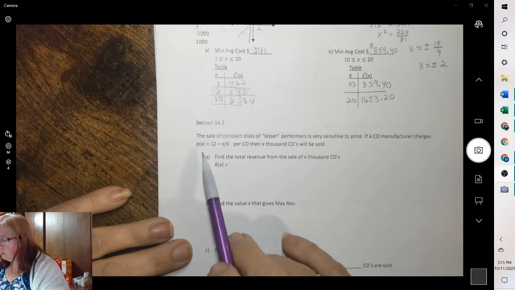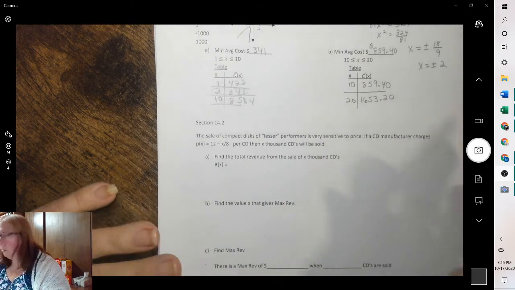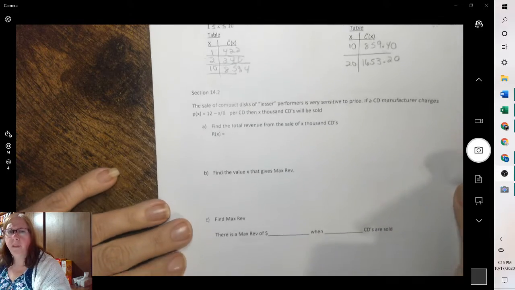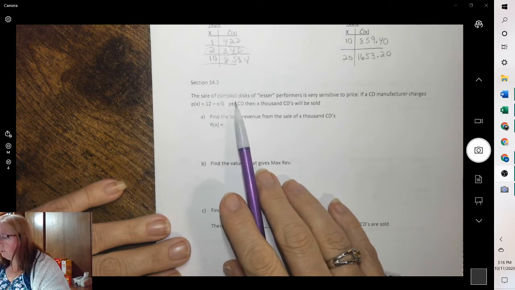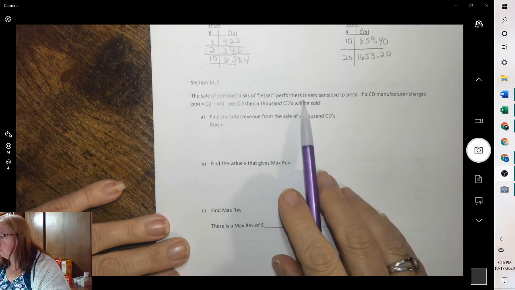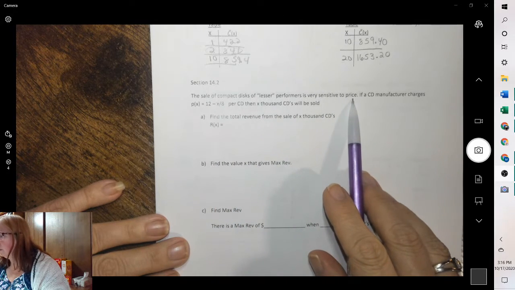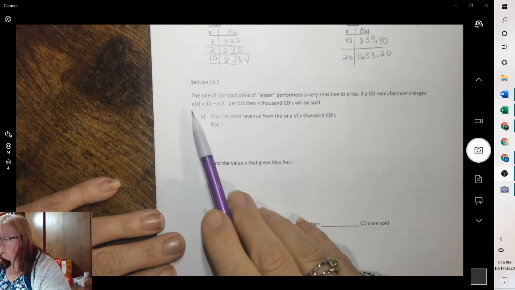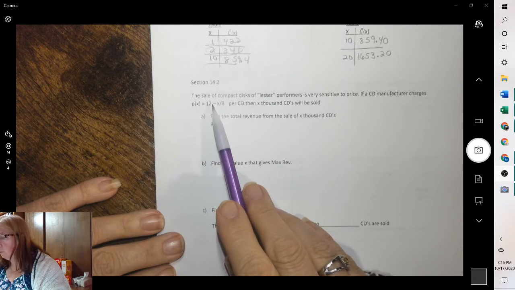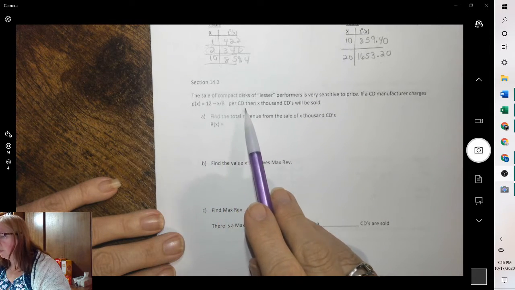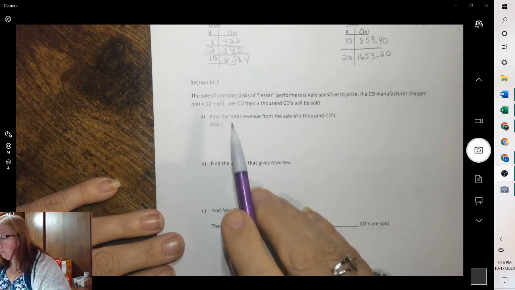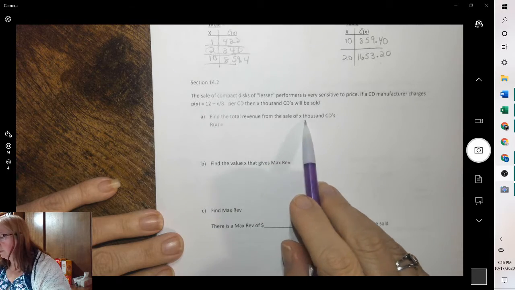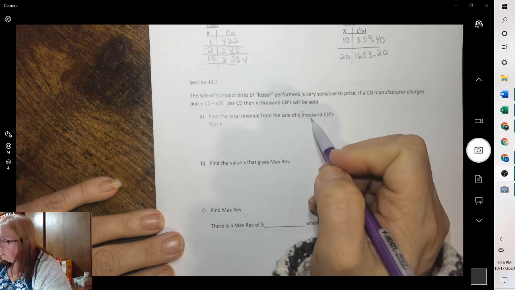So looking at this problem, it's pretty much just application problems. There are no more rules. The sale of a compact disc of lesser performance is very sensitive to price. If a CD manufacturer charges a price of (12 minus x) over 8 per CD, then x thousand CDs will be sold. Find the total revenue from the sale of x thousand CDs.